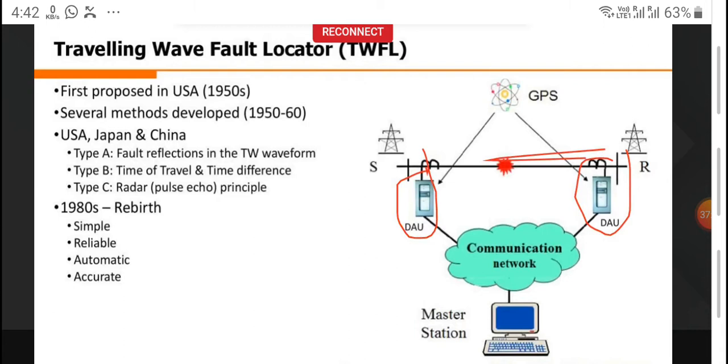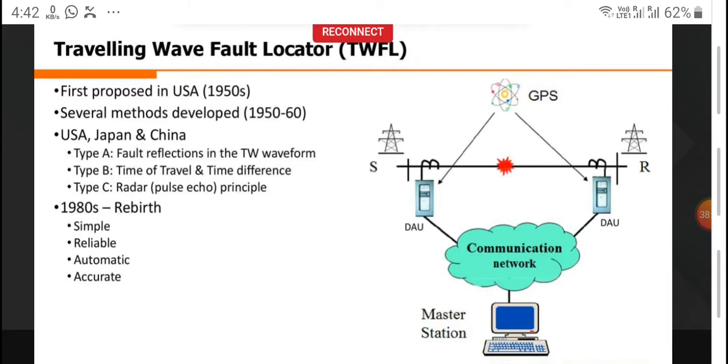Now here you have got a fault. Two surges will generate that will flow in these directions, the traveling waves. These units are time tagged. The time of arrival of these waves will be calculated by your system, and using a master station, the brain of your system, you can easily calculate the fault location from either end of the transmission line. So this is how simple the system is. It is quite reliable, because you don't need to worry about what kind of line you are going to put it on. Then the system is automatic, as I already said.